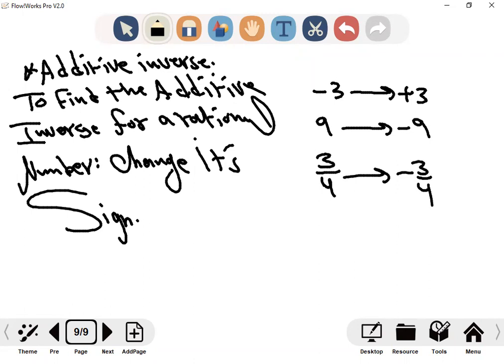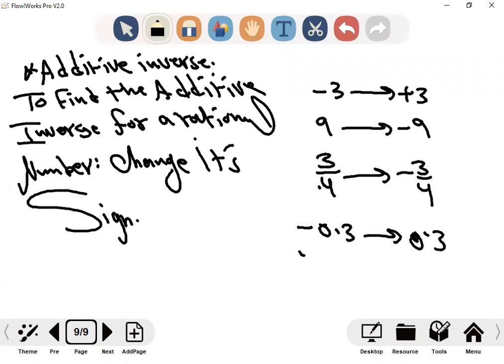the additive inverse of -0.3 is. Done. So to find the additive inverse, just change the sign. If you add the number and its additive inverse, the answer should be 0. Here, -3 plus 3, 0. 9 minus 9, 0. 3/4 minus 3/4, 0. -0.3 plus 0.3, 0. So to add a number and its additive inverse, the answer is always 0.